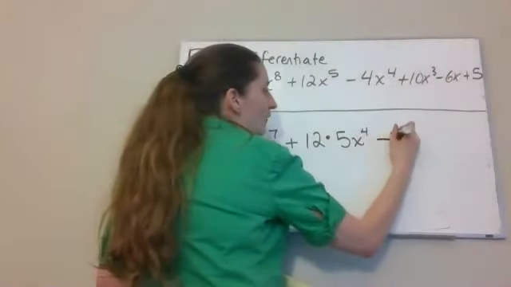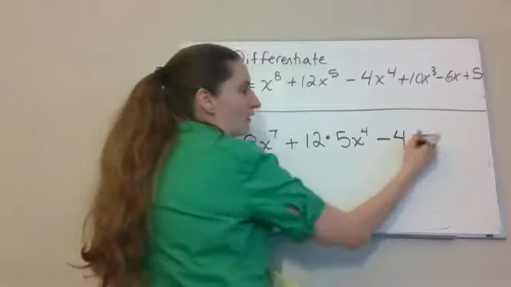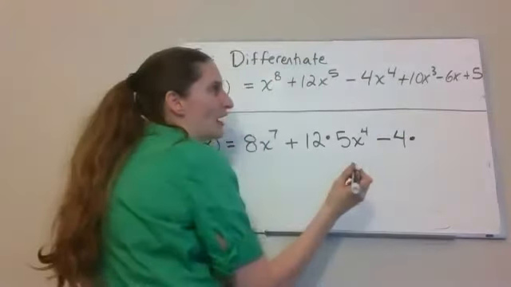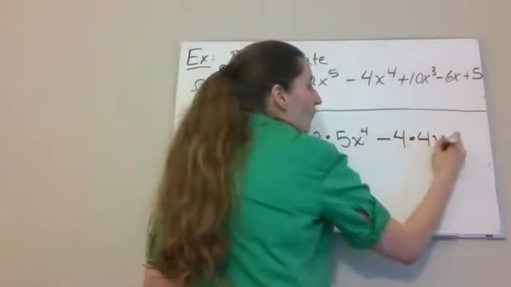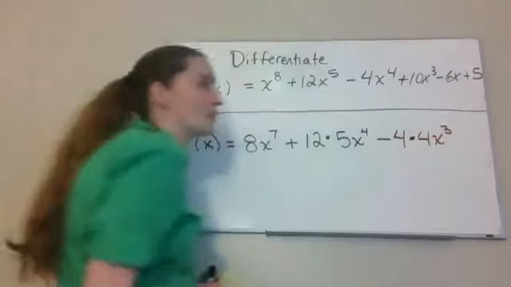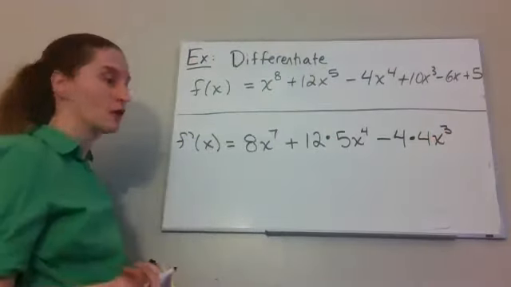Now I have a minus 4. That constant gets to stay there, and the derivative of x to the 4th, 4x to the 3rd. You bring the power down, and your new power is 1 smaller.